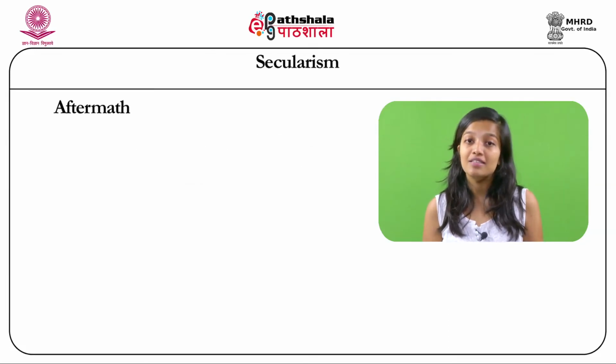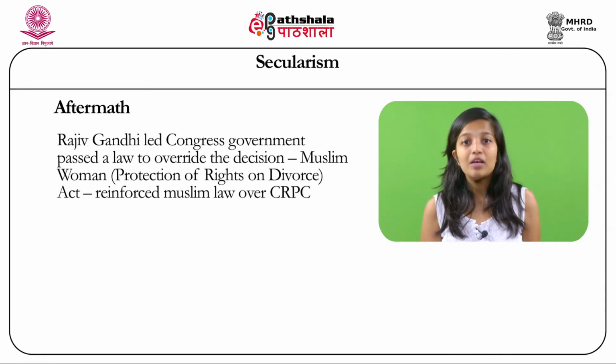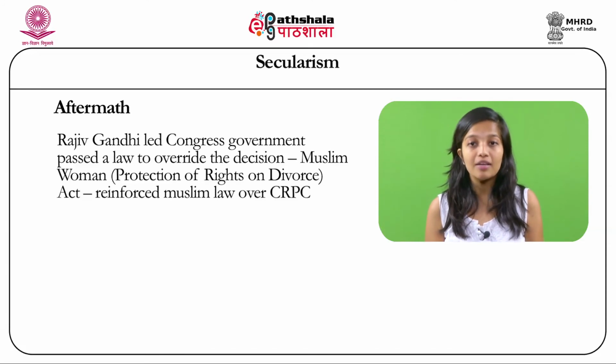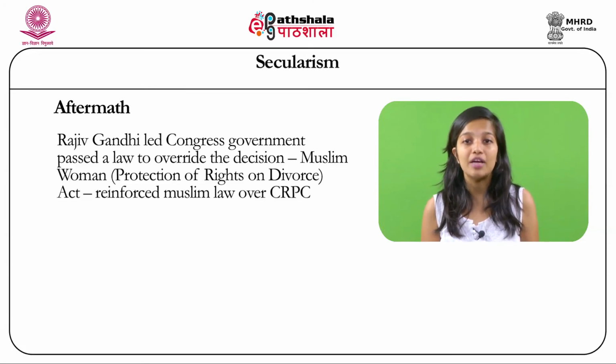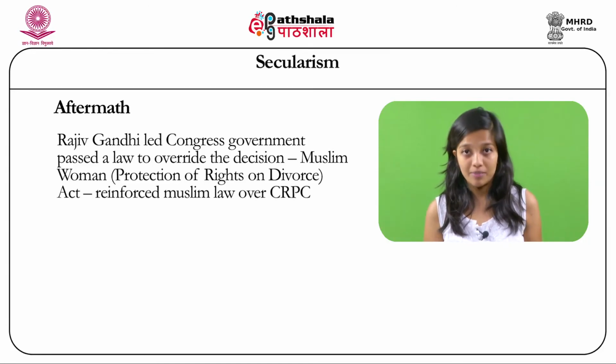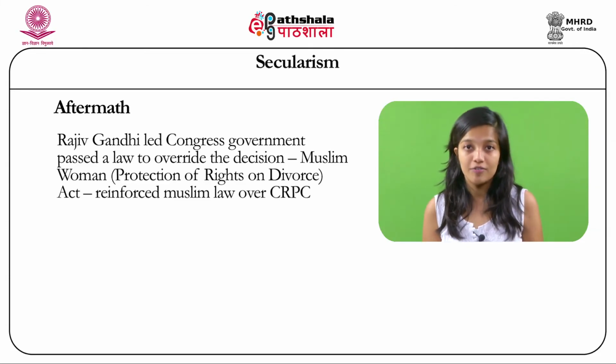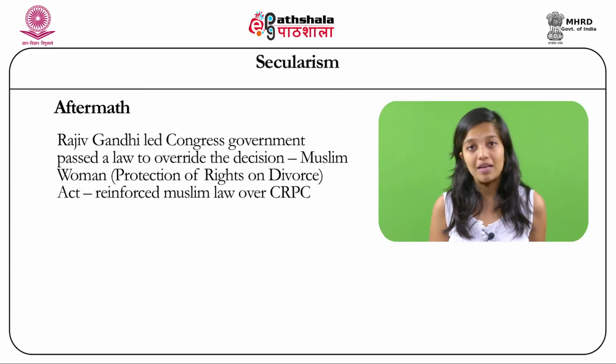The aftermath of this case is extremely interesting. The Congress government at that time, led by Rajiv Gandhi, passed a law to override the effect of the Shah Bano decision. This was done under the Muslim Women Protection of Rights on Divorce Act. What this act did was that it reinforced the position existing in Muslim law over the principles that existed in the secular CRPC, or the Code of Criminal Procedure. And the reason and the rationale for this was religious freedom, and that individuals who have religious affiliations should be allowed to have their personal matters governed by their religious laws.